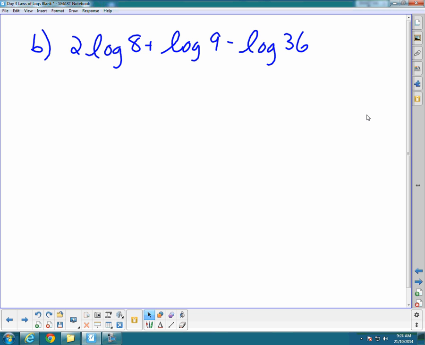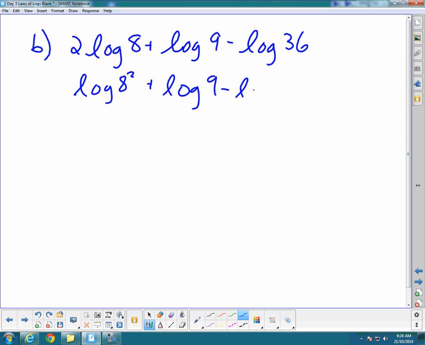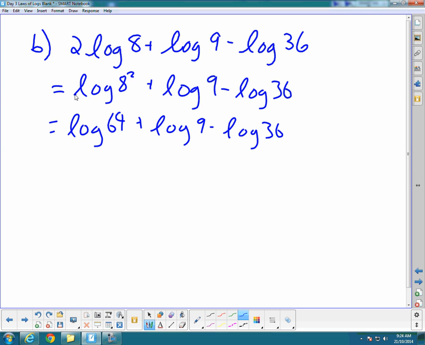So we started off by seeing that this one's 2 log 8, so we can put that 2 onto the 8 as an exponent, and then these ones can just stay normal over here. Log 9 minus log 36, and these all have the base of 10 because there's nothing there. So you would go 8 to the power of 2, which is 64. And then these ones, again, stay normal. And so now you can put these all together. It's the quotient law, I think, but I don't know. Log, and you put them together. This one's adding, so it's 64 times 9, and then this one's subtraction, so it's division over 36.